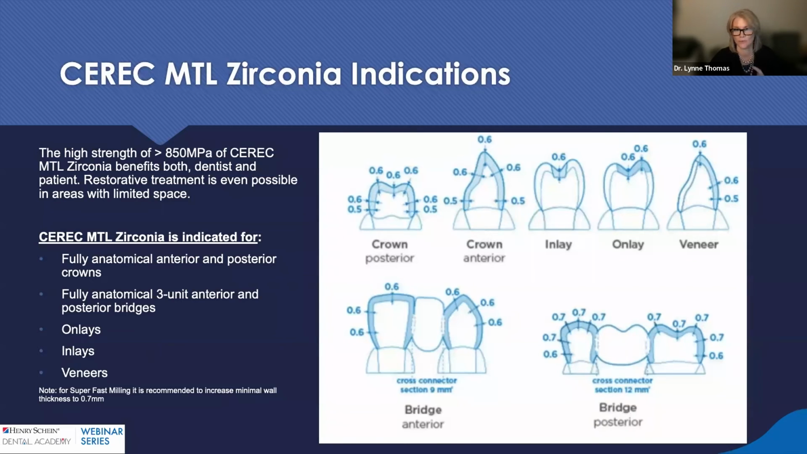And you can use this for everything here: crowns, and inlays, onlays, veneers, posterior bridges, anterior bridges. The nice thing about this material is the connector in the anterior zone has to have 9 squared millimeters for the connector size. And the posterior is looking at about 12 squared millimeters. That's really nice. It allows for a very aesthetic finish.